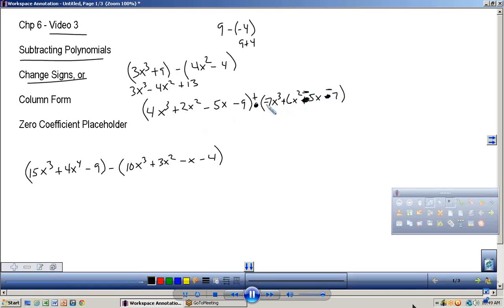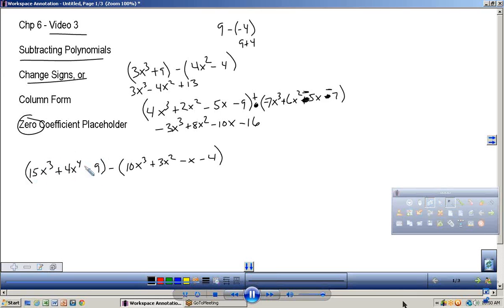So it's 4 minus 7, well it's negative 3x cubed. And you have 2 plus 6, that makes it plus 8x squared, minus 5 minus 5, minus 10x, and then you have negative 9 minus 7 stays more negative, minus 16. All right? Now, you can do it this way if you want to, or you can arrange it in column form, and if you have to, add the zero coefficient placeholders, whichever way makes you feel more comfortable.